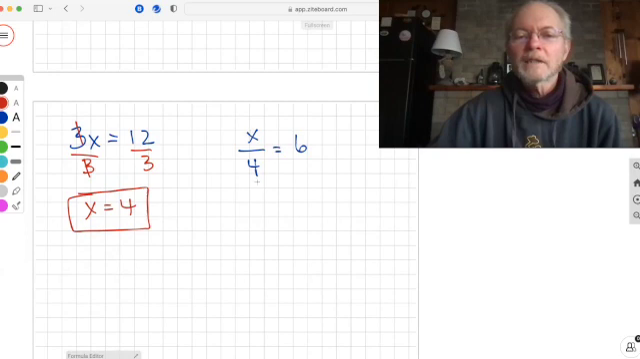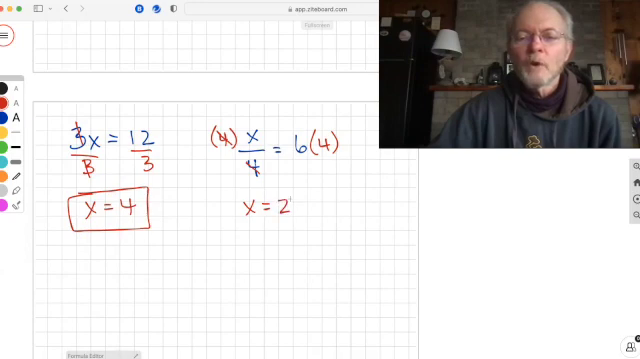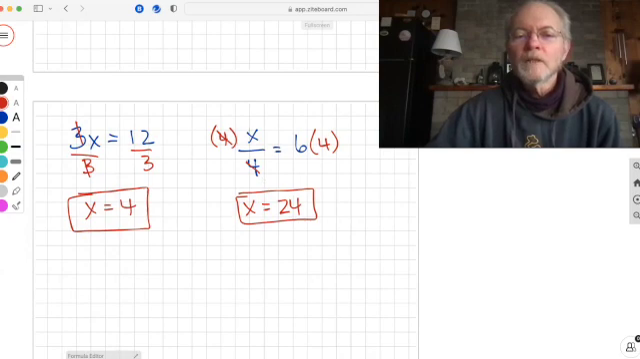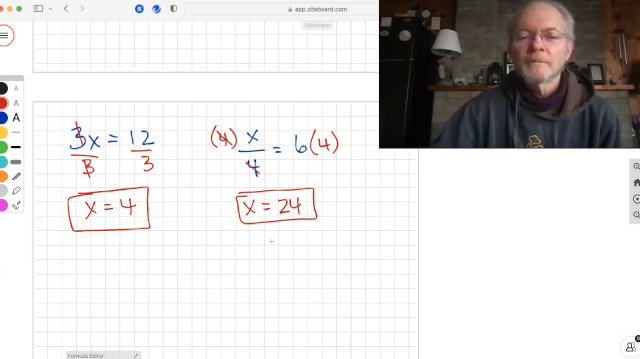On the right, x divided by 4 is equal to 6. I will undo divided by 4 with times 4. And I do that on both sides of this equation as well. 4 divided by 4 is 1, so x will be left on the left, equal to 24. That's the solution to the equation. 24 divided by 4 is 6.